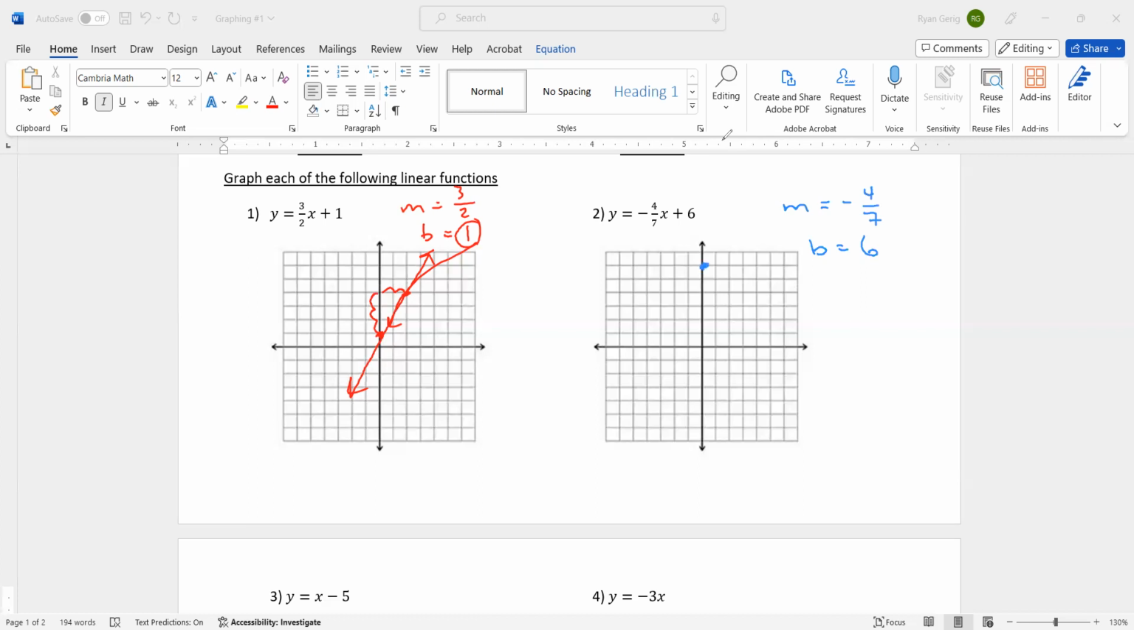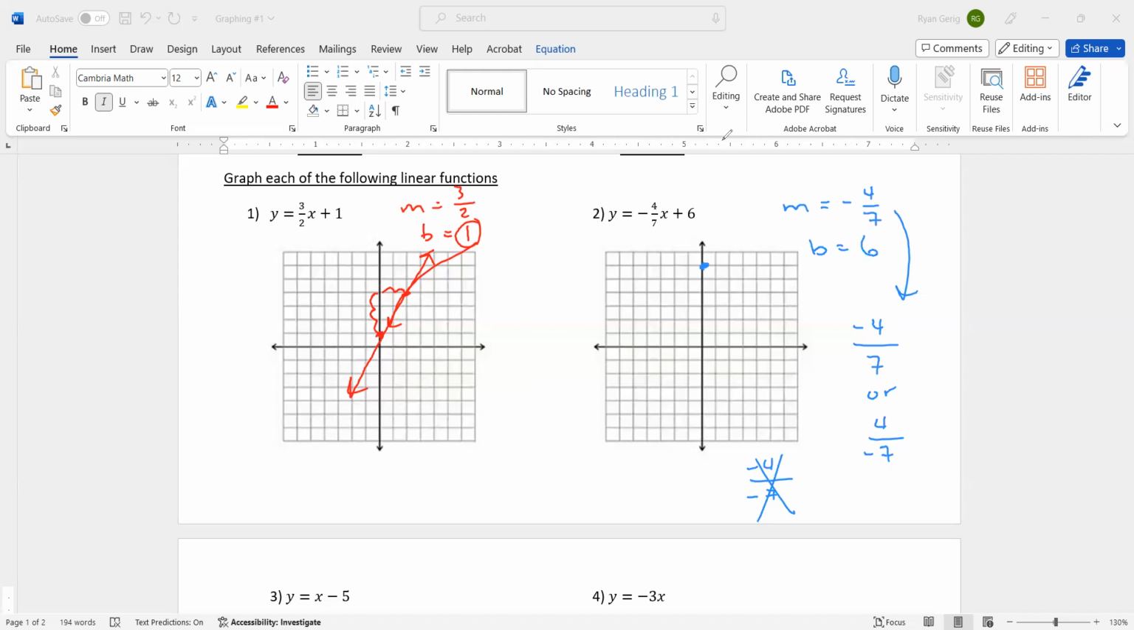From there, I'm going to go negative 4/7. Now, there's two ways you can do that. The negative can go at the top or the bottom, but not both. So the two ways you could write this are negative 4 over positive 7 or 4 over negative 7. This is not okay, though. You cannot do negative 4 over negative 7. That's bad because that would be two negatives, which makes it actually a positive slope. It's not a positive slope. It's negative.